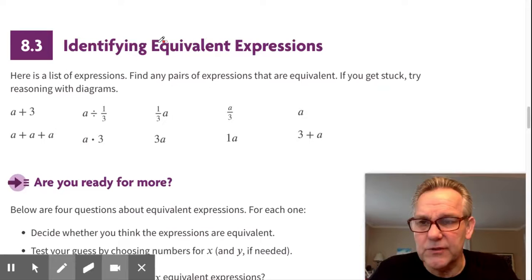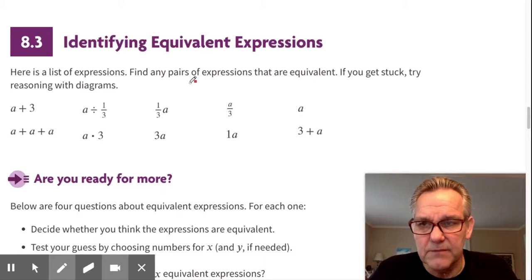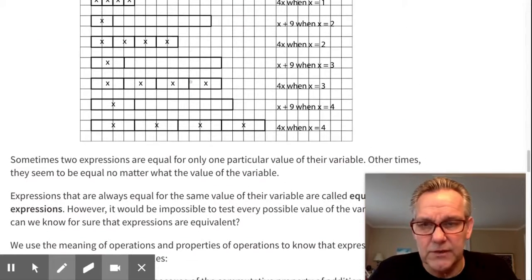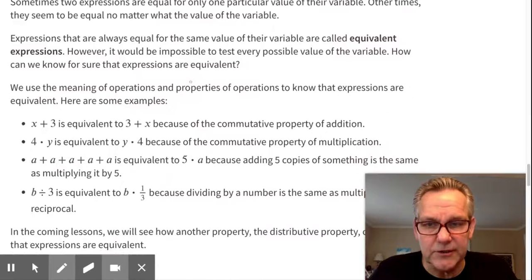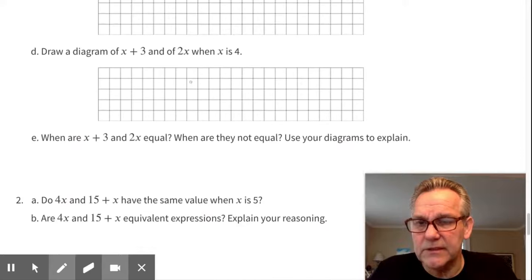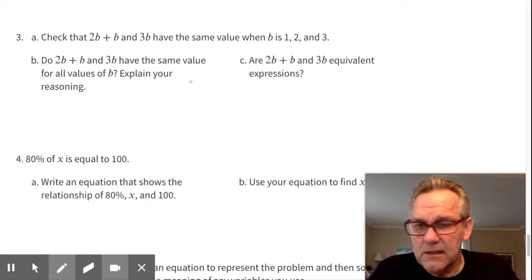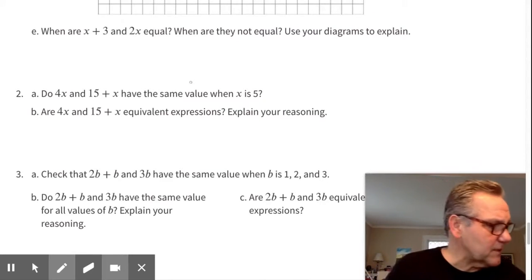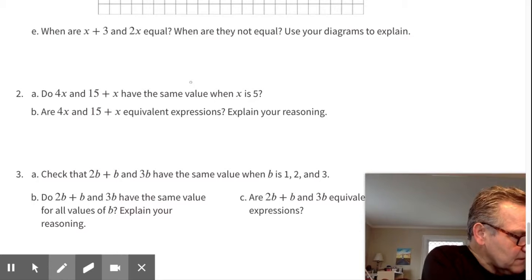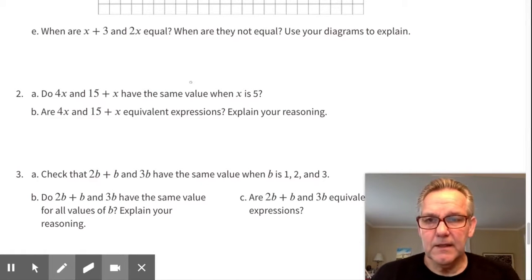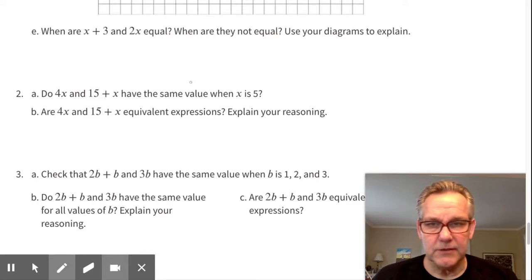And then as is typical, I'm going to assign, actually, in this case, we're going to do this together, the identifying equivalent expressions. And then I'm going to have you, as always, read through the lesson summary as carefully as you can. And then we are going to do, this time, the first 3 practice problems. I'm going to make a note of that. Lesson 8, practice problems 1 through 3, which you'll do in your math notebooks or remote folder. And then, of course, the exit slip that you're going to send to me.